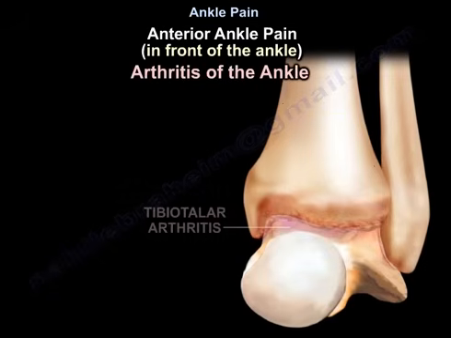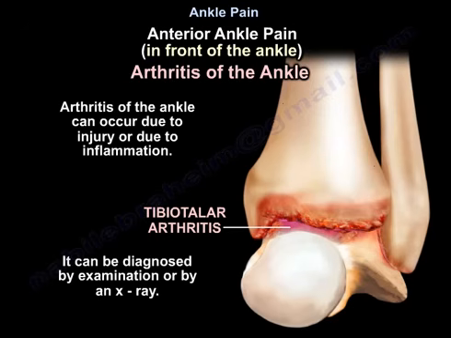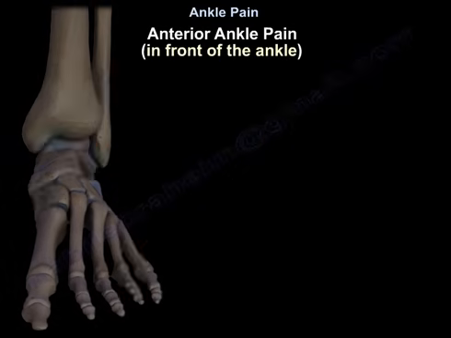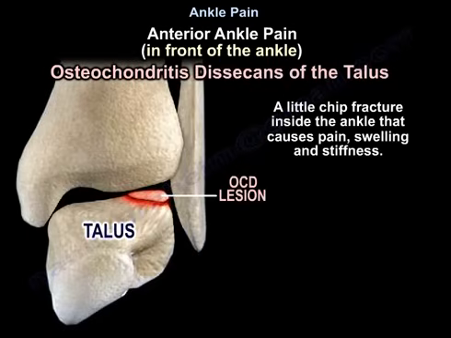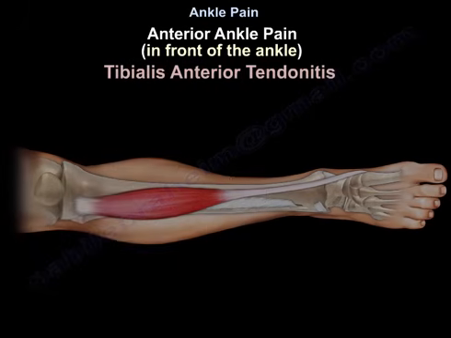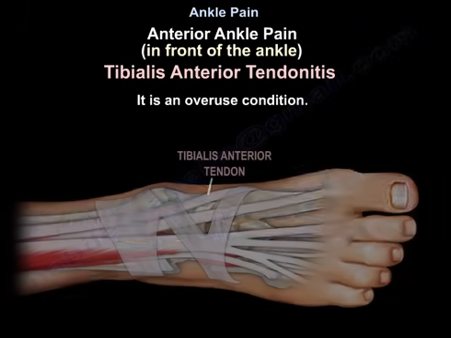Arthritis of the ankle. It can occur due to an injury or inflammation. You can diagnose it by examination or by an X-ray. Osteochondritis dissecans of the talus. It's a little chip fracture inside the ankle that causes pain, swelling, and stiffness. Tibialis anterior tendonitis. It's an overuse condition.